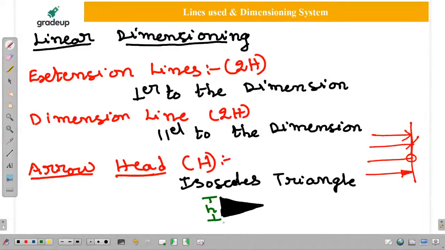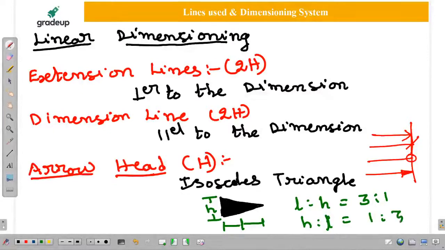This is height and this is length. What is the ratio of length to height? It is 3:1. Height to length is 1:3. Remember what they ask, that is important. Length is to height is 3:1. Height is to length is 1:3.